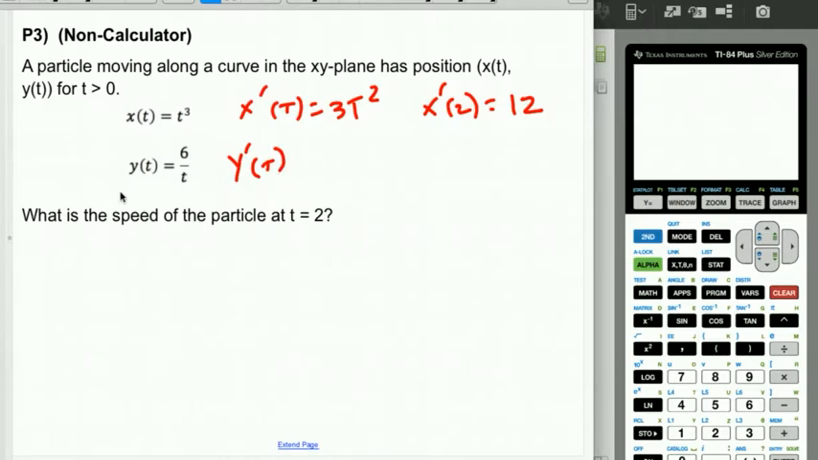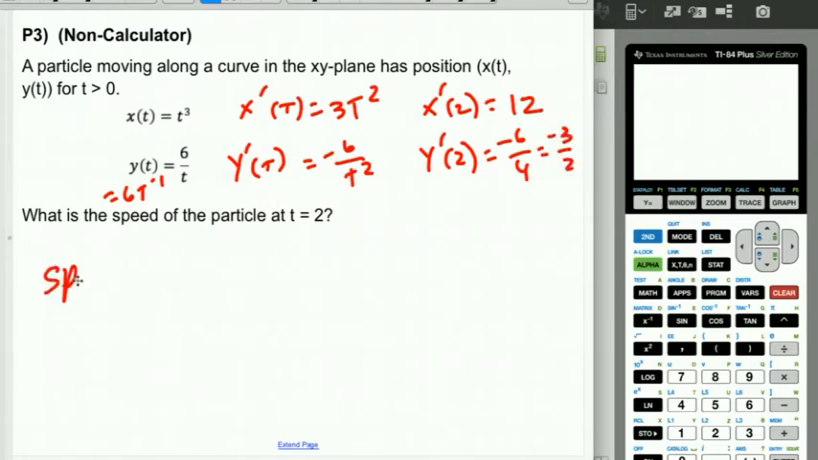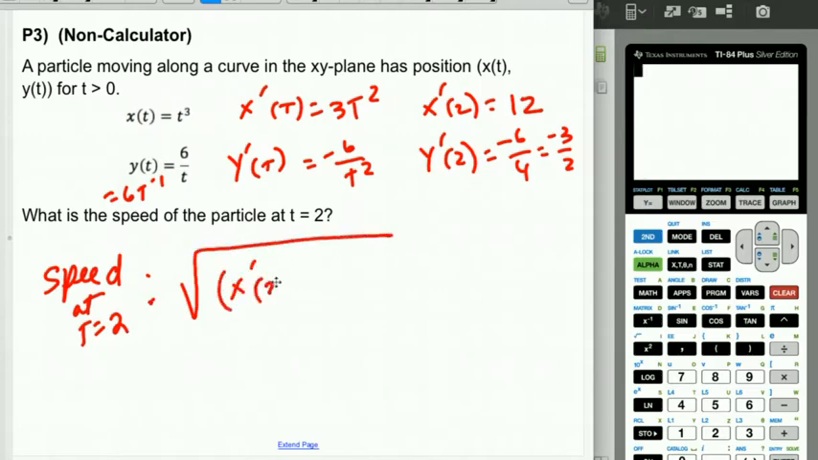So remember that this is actually a 6t to the negative first, right? So that's going to be a negative 6t to the negative second, which means y prime of 2 is going to be a negative 6/4, or if you like it better, a negative 3/2, right? So my speed at t equals 2 is going to be given by the square root of x prime of 2 quantity squared plus y prime of 2 quantity squared.